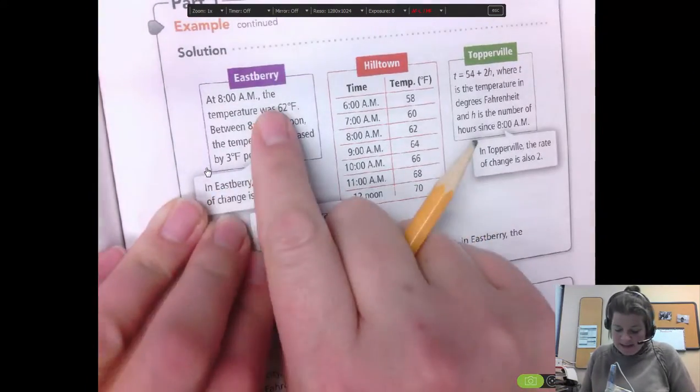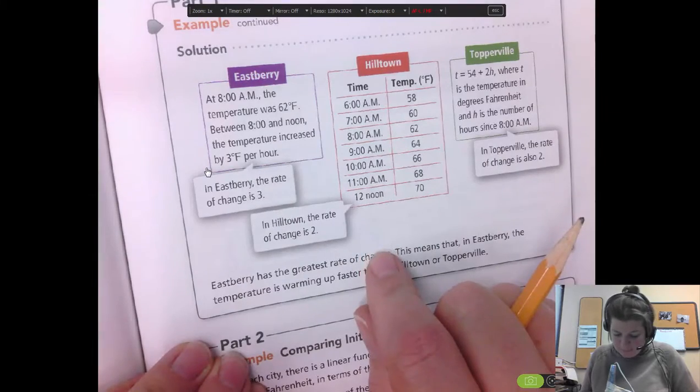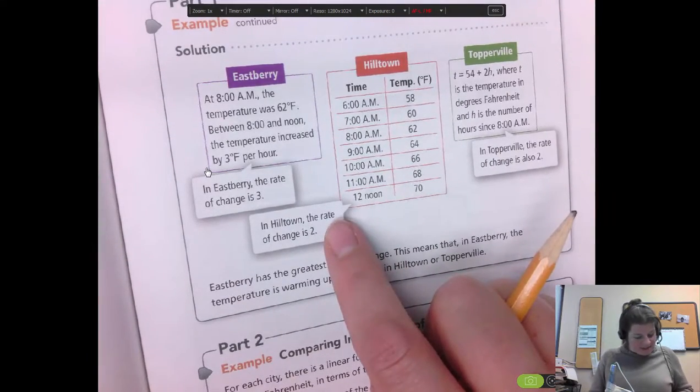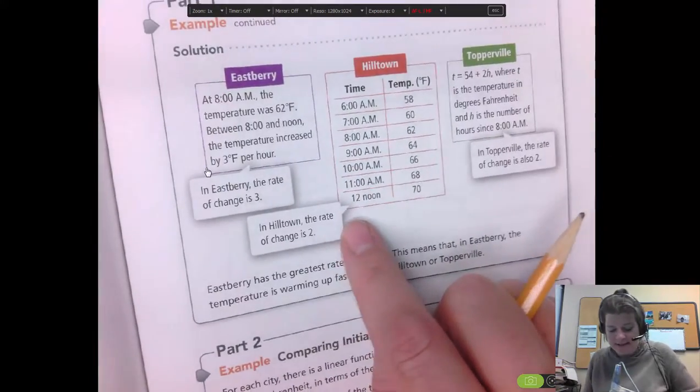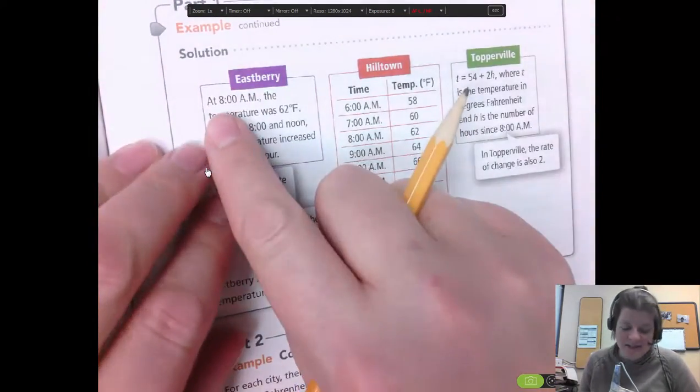So here is, oh, that's because that is Eastbury. Oh, okay. Never mind. I do see. Oh, well, that's all right. We can see it here. Eastbury, I just didn't see it.